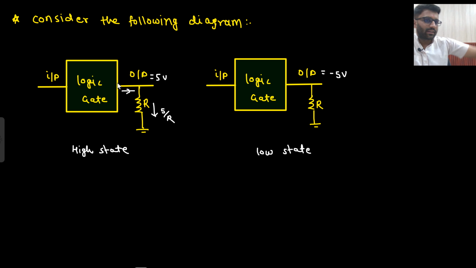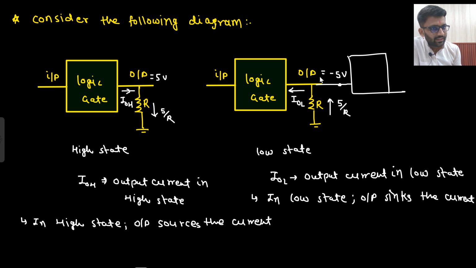Now let's just say some other logic gate is connected here. What will happen in low state? Output of this logic gate is low, that means input of the next logic gate is low. Let me call this X and this Y. If output of logic gate X is low, that means input of logic gate Y is low.